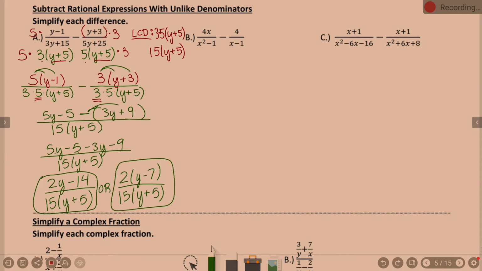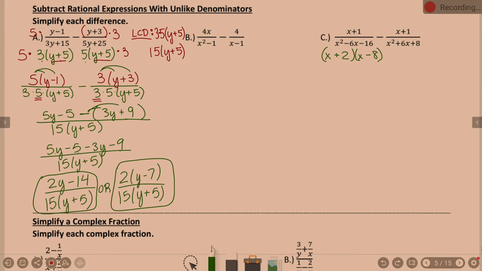So, looking at C, what's the first thing we need to do? Yeah, factor, right? Does x squared minus 6x minus 16 factor? Okay, two parentheses, x and x. What'd you say? x plus 2, x minus 8. Multiplying to be negative 16, adding to be negative 6. So plus 2, minus 8.